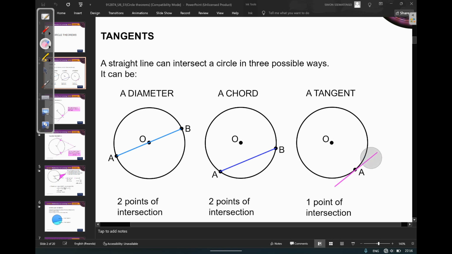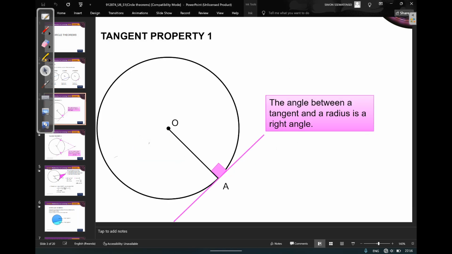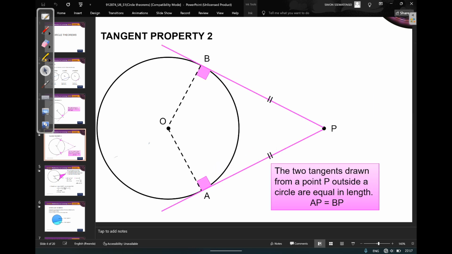Okay, then in here we can form tangent properties. Tangent property number 1 is that when you draw a circle, the angle between the tangent and the radius or the diameter will always be a right angle, or 90 degrees. Then tangent property number 2, if you have 2 tangents which are intersecting outside the circle, these 2 tangents are equal in length. So AP here is equal to BP.